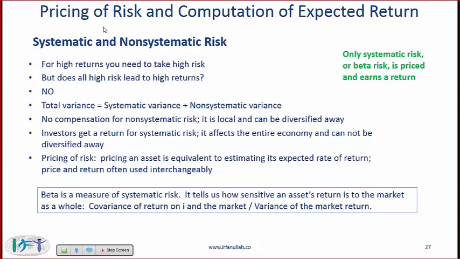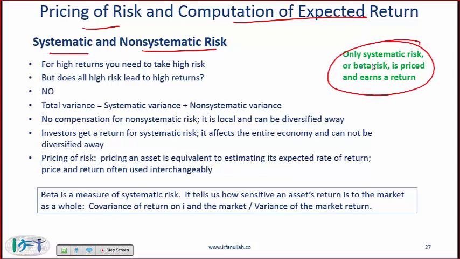Alright, moving on. Pricing of risk and computation of expected return. Very broadly speaking, you either have systematic risk or non-systematic risk, and the high-level summary point that you must know is that you only get compensated for the systematic risk. The systematic risk is also called beta risk. Another way of putting it is that this is what is priced. Priced risk means that when you take that risk, you can expect a return. If the risk is not priced, then when you take that non-priced risk, you do not get a return.